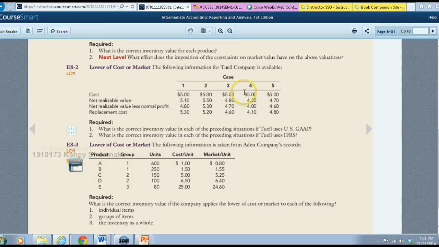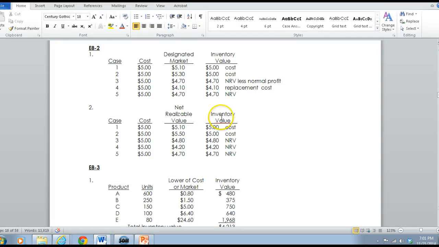Here the cost is at 5. The replacement cost is at $410. If you look at our ceiling, it's $420, our floor is at 4. So we can take $410 because it's in the middle of our ceiling and our floor.